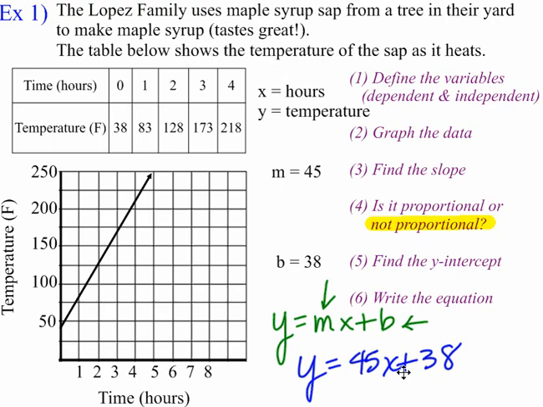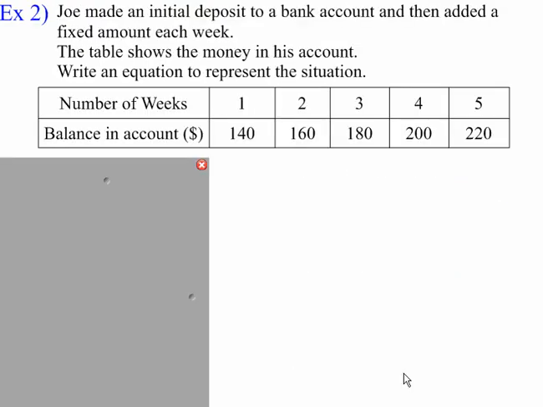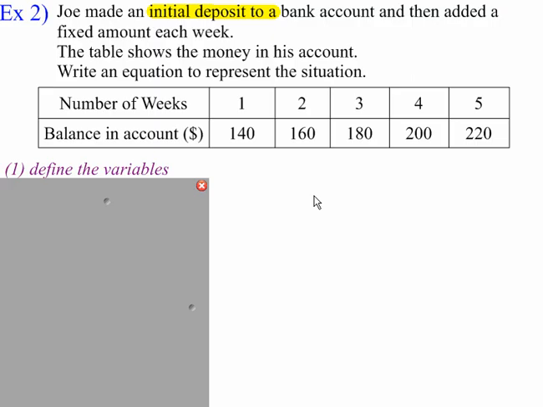We're going to do one more problem, and here we're going to talk about Joe. And Joe made an initial deposit to a bank account and then added a fixed amount each week. The table is going to show the money in his account, and we're going to write an equation to represent the situation. Now, before I even look at the table, I already know if something is proportional or not proportional, because he goes and puts an initial deposit in. Well, if he's going to deposit money when he first starts his account and no time goes by, we already know it's not proportional.